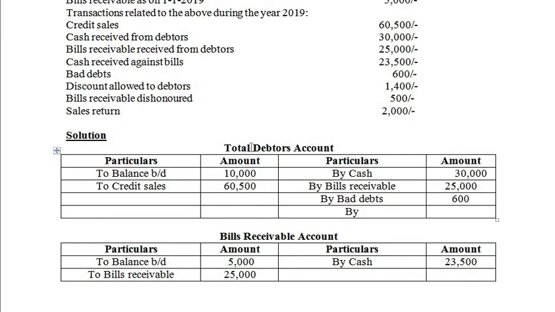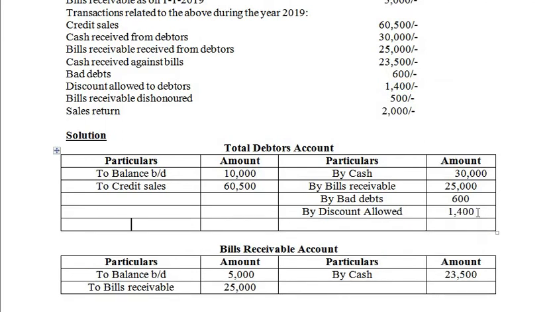So where will this entry come? It will come to the debtors account by discount allowed. And what is the amount? 1400. So write down the amount as 1400. Okay, next. Bills receivable dishonored. So what will be the journal entry for this?